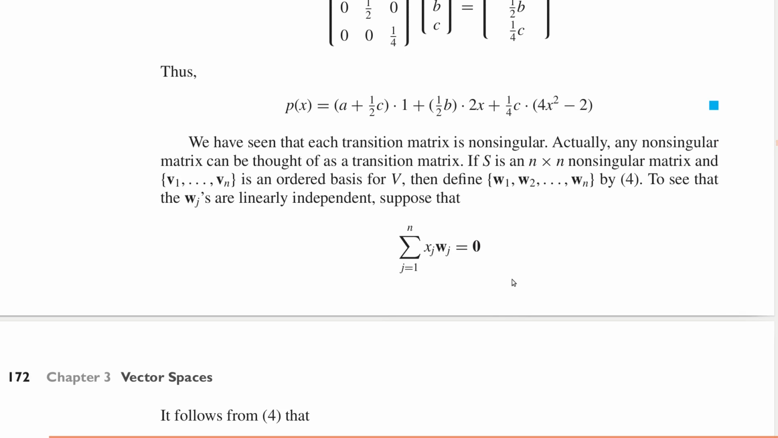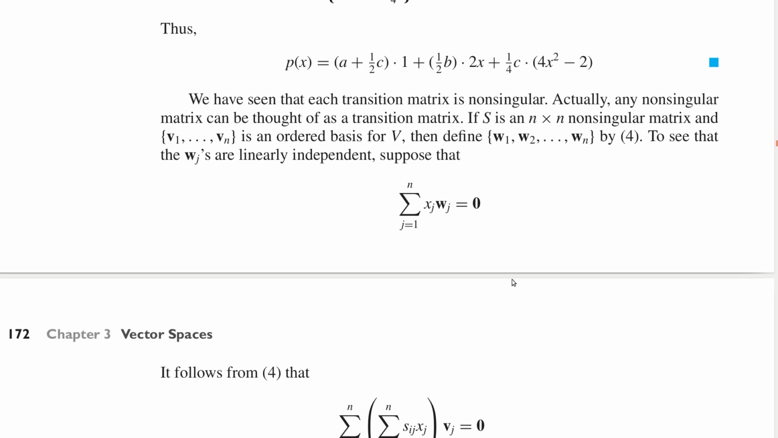Okay, and lastly, here is another flip side to this entire discussion. Initially we started by talking about transition matrix and how a transition matrix is non-singular. Now we flip that argument and we say every non-singular matrix is actually a transition matrix. That is, any non-singular matrix can be thought of as a transition matrix. So if you make a matrix S, and if it is non-singular, then it has linearly independent columns, and those columns are basically the basis vectors that you're switching from.